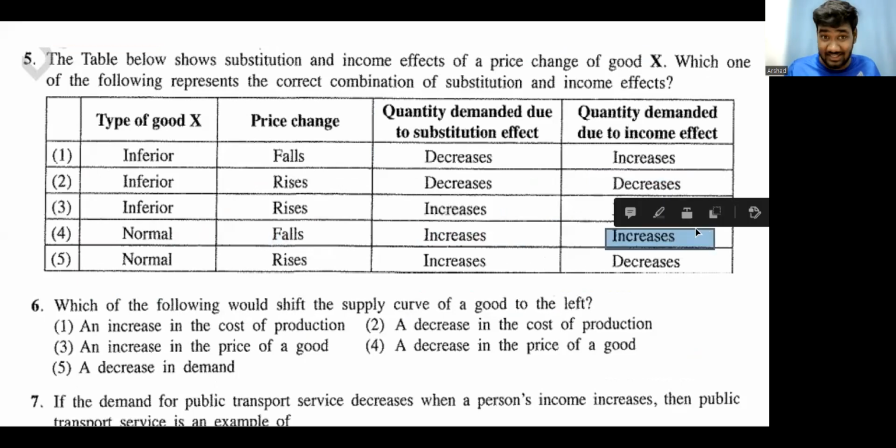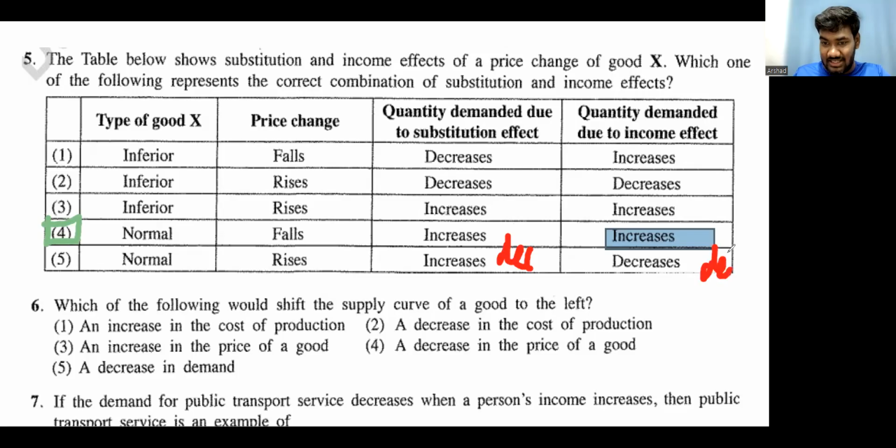Can this be a correct answer? Yes, no. This can be your correct answer. Yeah. So this is increase, increase. So this can be your correct answer. We look at the other side also. Here they say normal good when price rises. So when price rises, normal good case. According to substitution effect also, it has to decrease. According to income effect also, it has to decrease. This also again. So the fourth one is your answer.